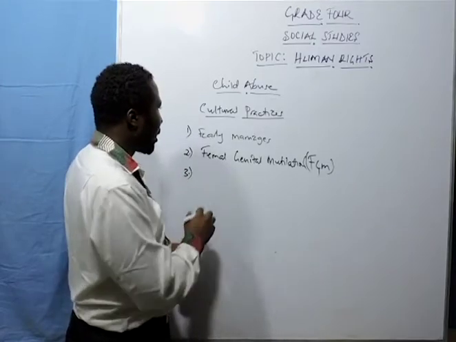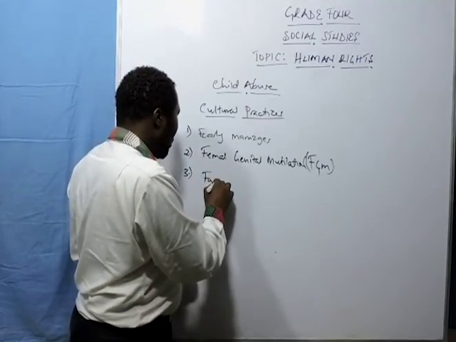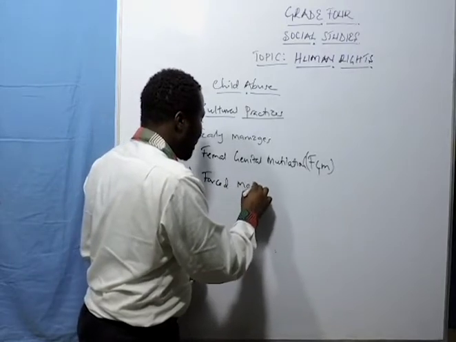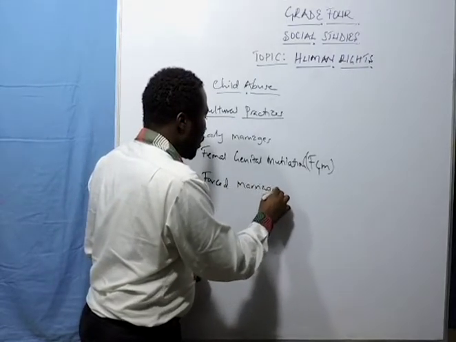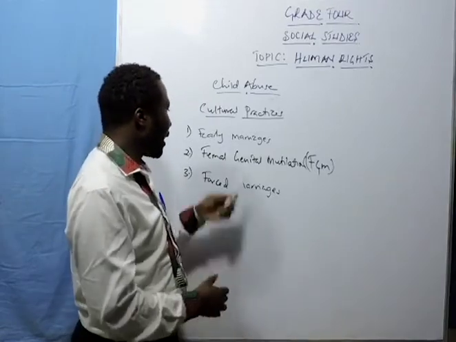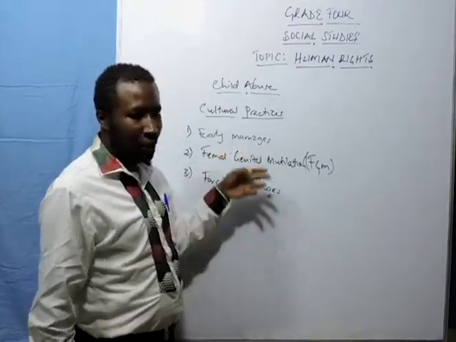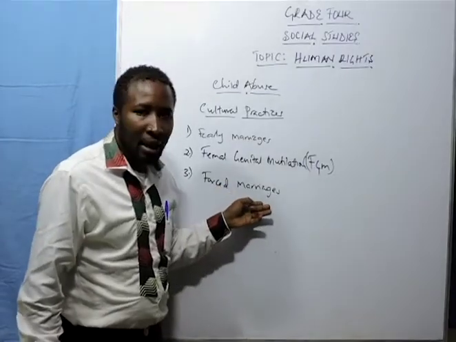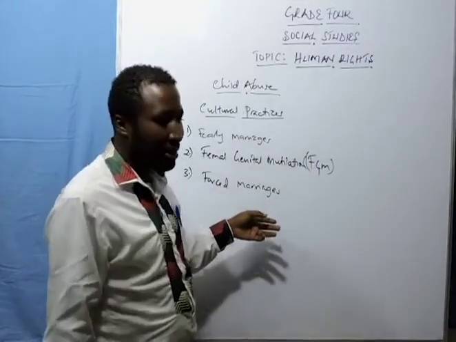Number three cultural practice was what we call forced marriages. Now, the difference between early marriage and forced marriage: early marriage is when people get married at an early age. Forced marriage is when a girl will be forced to marry a certain person.